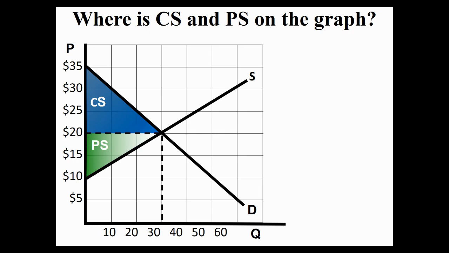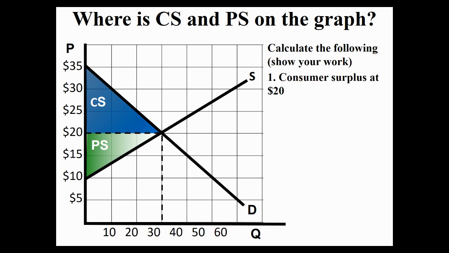Let me say that again, the area of a triangle. And if you don't know that, that's 1/2 base times height. Let me say that again. The area of a triangle is 1/2 base times height. So how would we calculate these things here?